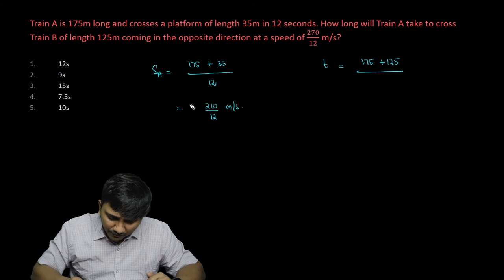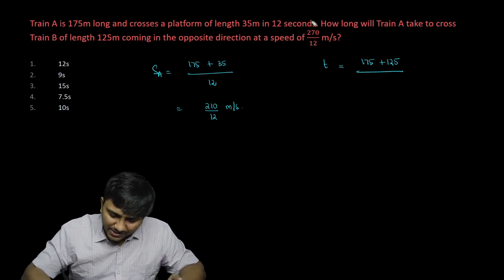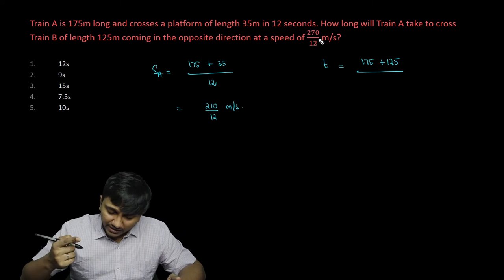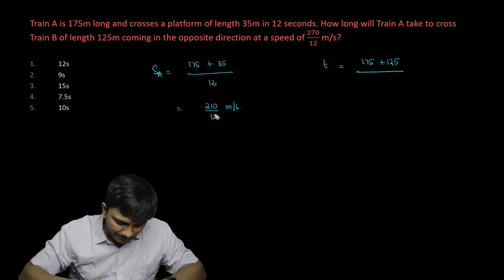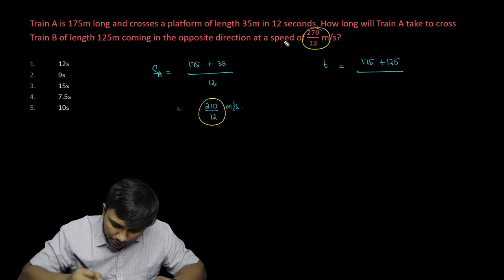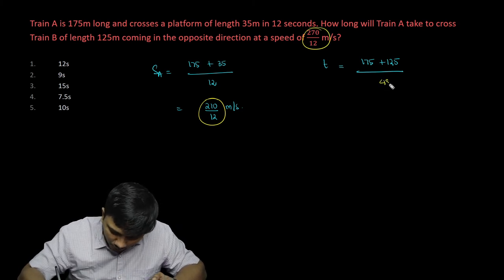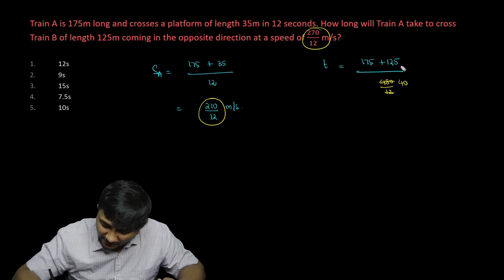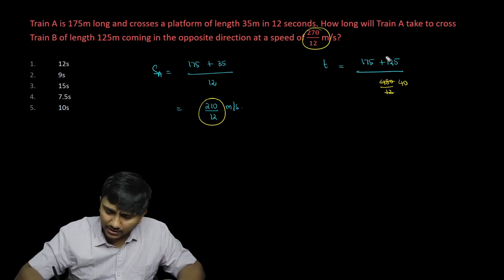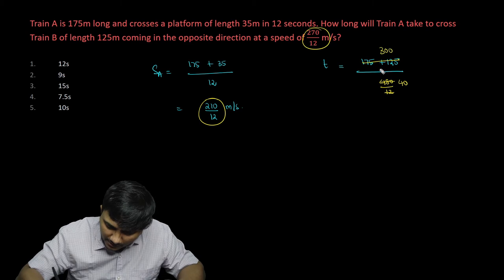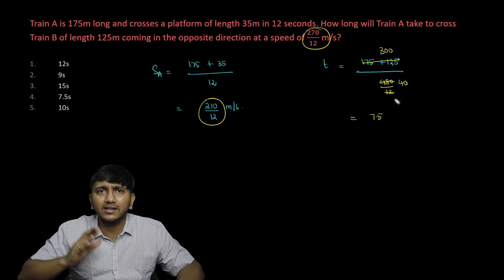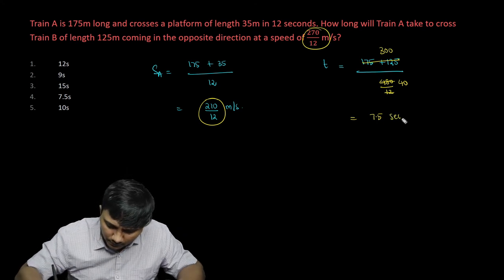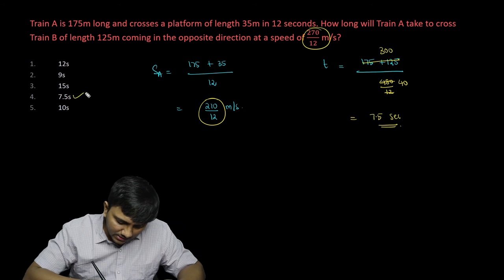We got the speed of train A as 210 by 12 and the speed of train B is given as 270 by 12. So 210 plus 270, that's 480 by 12, which is 40. And what is the numerator becoming? 175 plus 125, that's 300. So 300 by 40 or 30 by 4, that's going to be 7.5. We are completely dealing in terms of meters and seconds, so the answer is going to be in seconds. So 7.5 seconds is the answer for this question.